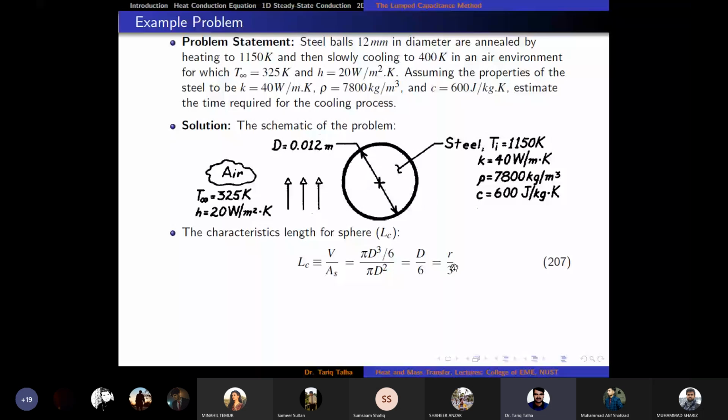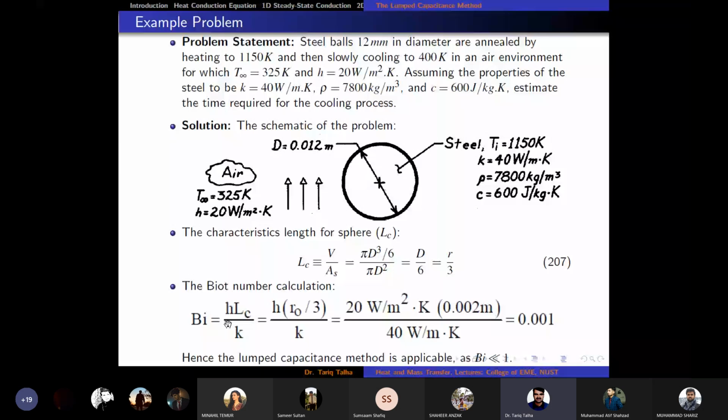So now we put it in the Biot number formula, which is h Lc upon k. h is given to be 20 watt, R outer is 0.012 meter, and that is the diameter. So the radius would be 0.006. When we divide it by 3, that would be equal to 0.002 meters, and then divided by 40. So now if you see the ratio, or Biot number, that comes out for this particular problem, it comes out to be 0.001.